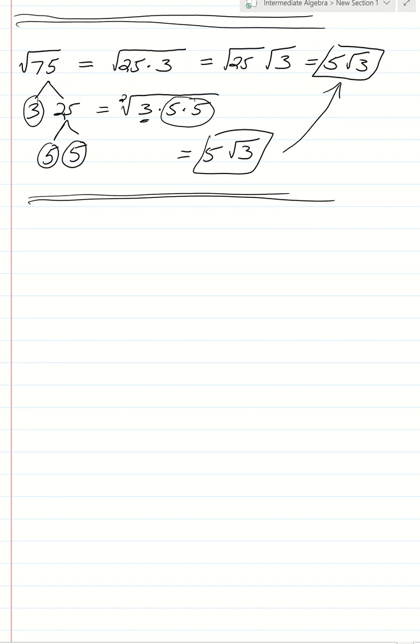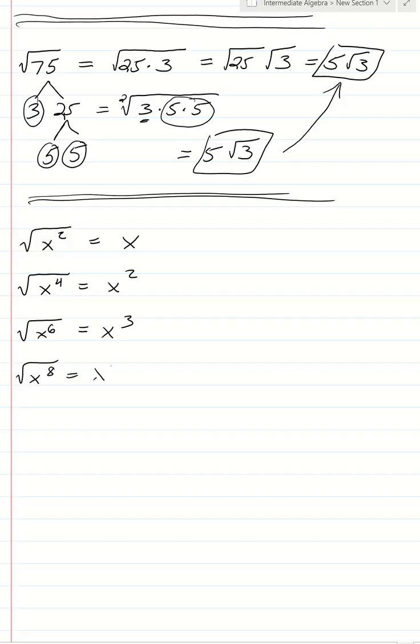Now, numbers can't have all the fun. We can also take the square root of variables. And so if we take the square root of, let's say, x squared, we get x. If we were to take the square root of x to the 4th, we would get x squared. If we were to take the square root of x to the 6th, that would give us x cubed. If we were to take the square root of x to the 8th, that would give us x to the 4th.